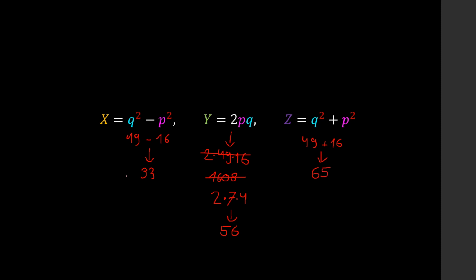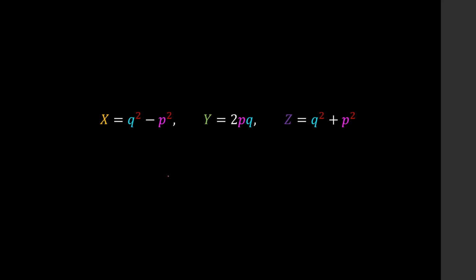So that tells us that a 33, 56, 65 triangle is a Pythagorean triangle. And hopefully that's true, and you can check that. And if it's not, then I've made a calculation mistake somewhere. And yeah, that's going to complete this video.